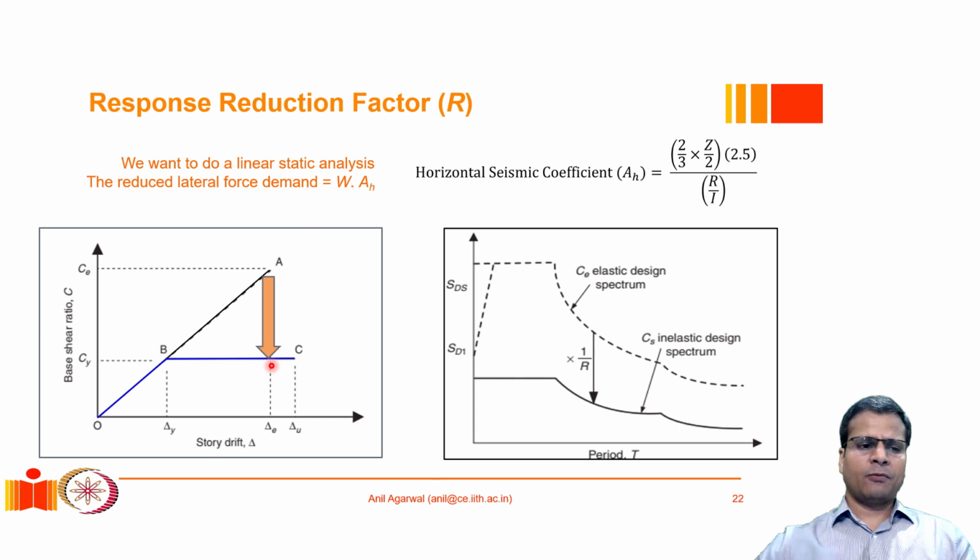Now obviously, if my system is more ductile, so for example, if my system can accommodate much greater levels of plastic deformation before it fails, that means my system can go all the way up to here.